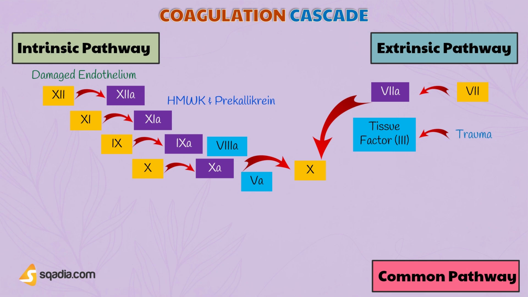Let's explore the details of the common pathway of the coagulation cascade. Activation of factor 10. The common pathway begins with the activation of factor 10, which is the result of both the intrinsic and extrinsic pathways.